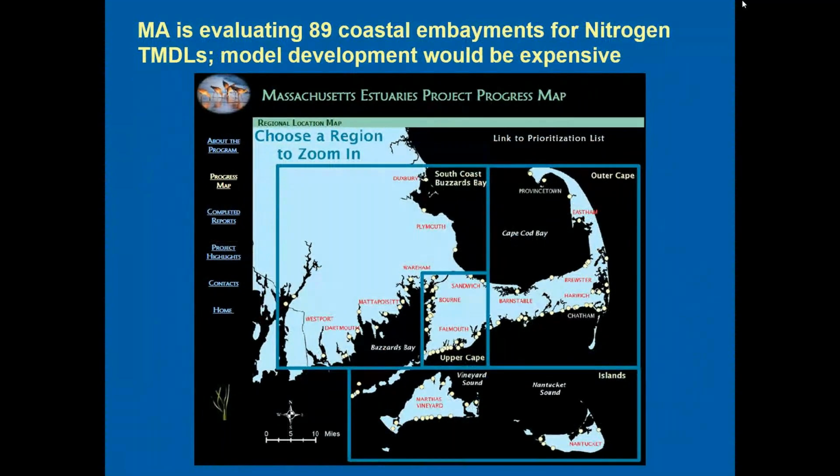Over the years, the Massachusetts Estuaries Project had been evaluating 89 coastal embayments for nitrogen TMDLs. It turned out that SELDM was ideal for this work. This map is from the Massachusetts Estuaries Project and shows the location of these embayments in southeastern Massachusetts, Cape Cod, and the islands. For many basins, the contributing areas are based on regional groundwater models.